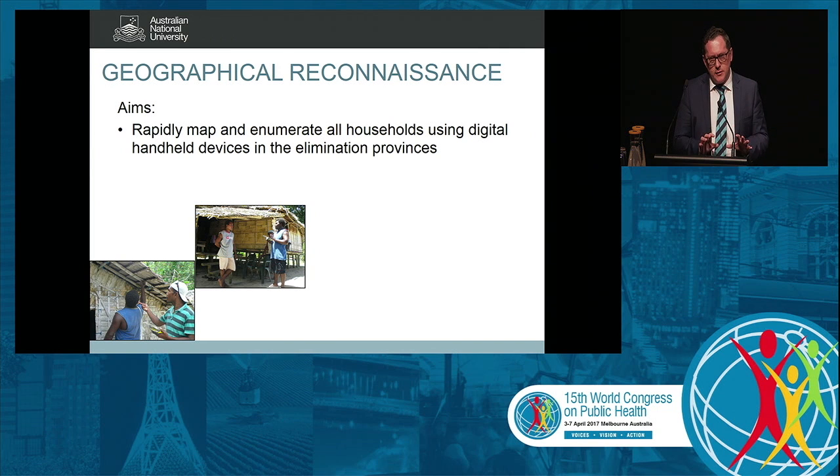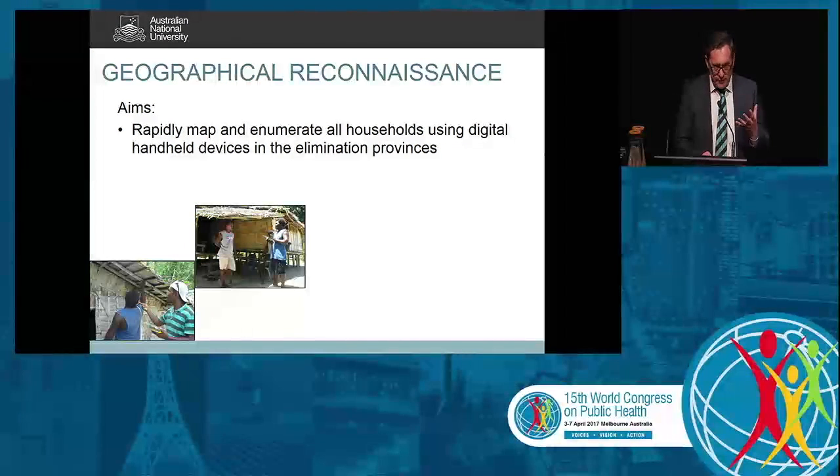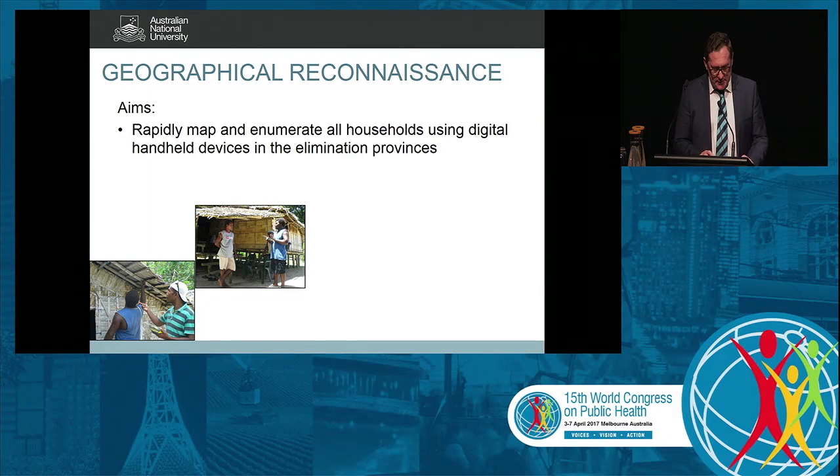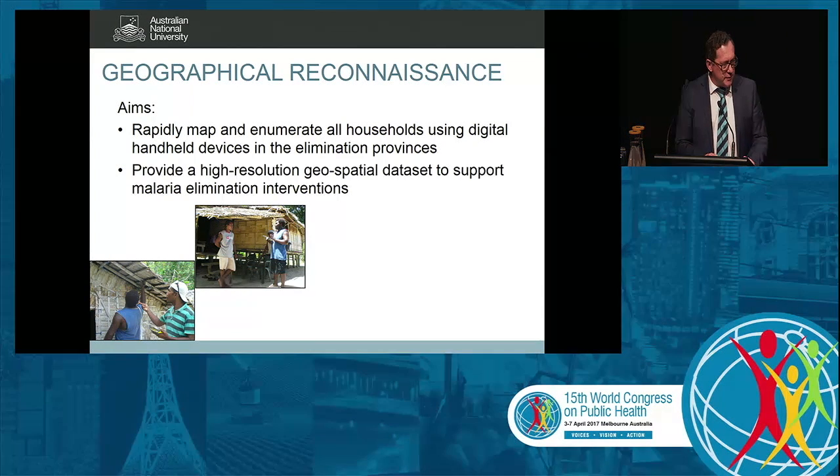One is geographical reconnaissance, and this involves rapidly mapping and enumerating all households in elimination zones using global positioning systems, and generating a database that has the household locations of everyone in that zone. And then this provides a high resolution geospatial data set which can then support malaria decision making.